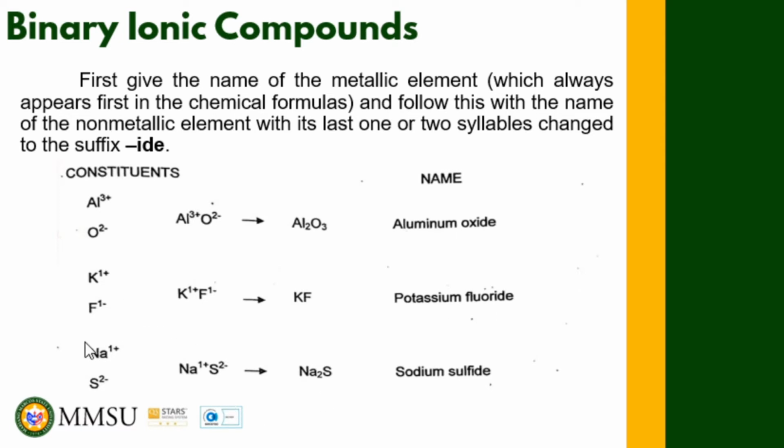And then, another example, we have Na with a positive 1 charge, and then S with a 2 negative charge. Combining them with the crisscross method, the 2 goes here, the 1 goes there. So, Na2S. And then, the metallic element is sodium, and the non-metal is sulfur. The root word of sulfur is sulf. So, plus IDE. So, sodium sulfide. So, ayun.